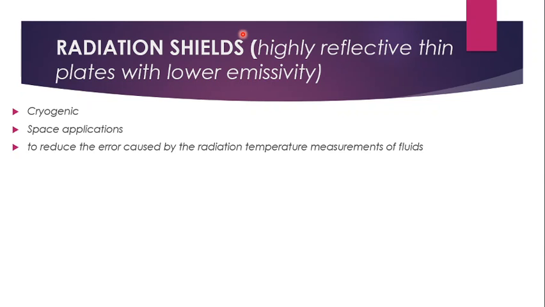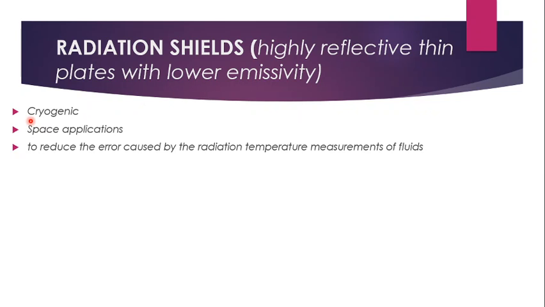So what are the properties of radiation shields? They are highly reflective and very thin plates with lower emissivity. Why does it have lower emissivity? Because only if it has lower emissivity will it keep its temperature low. It will keep on absorbing less radiation, because we know in steady state emissivity is equal to absorptivity. So it will keep on absorbing less radiation and keep on emitting less radiation. So in that case, what will happen? It will shield the radiation.